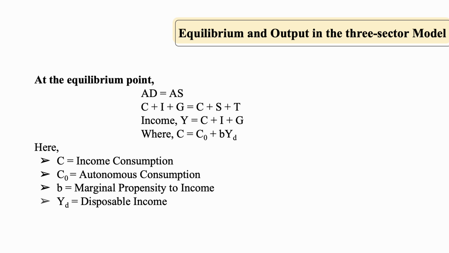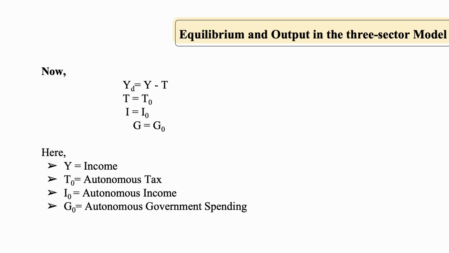Now income Y is equal to C plus I plus G. Here we can see C is the consumption function, C naught is autonomous consumption, B is marginal propensity to consume, and YD we learned previously is disposable income. From this we get Y is equal to C plus I plus G, where C is C naught plus B YD. Now if we maintain the equilibrium equation, YD is equal to Y minus T. We got it from the previous slide.